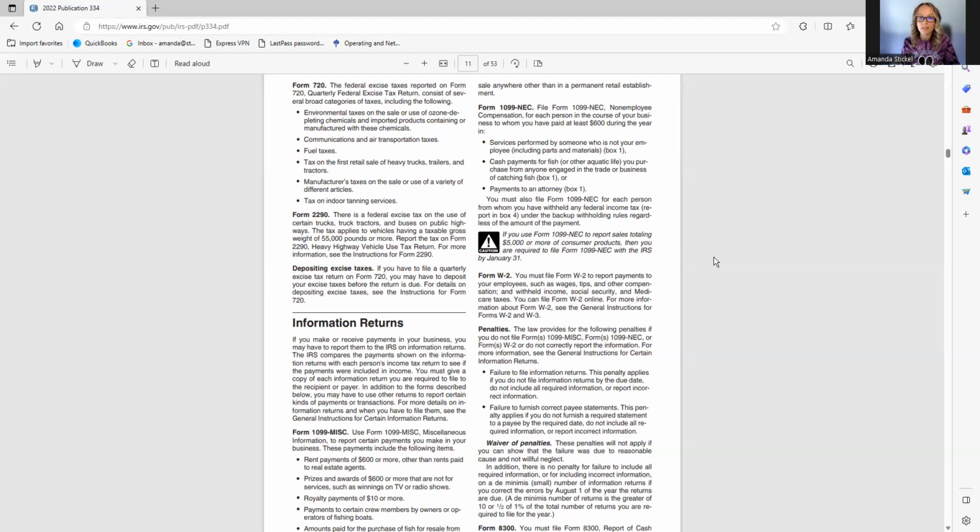Quick tip with the 1099 NECs. This is if you pay them by cash or check. If you use a third-party payment processor like Stripe, PayPal, credit cards, or Intuit Payments, then those third-party payment processors have that 1099 filing requirement.